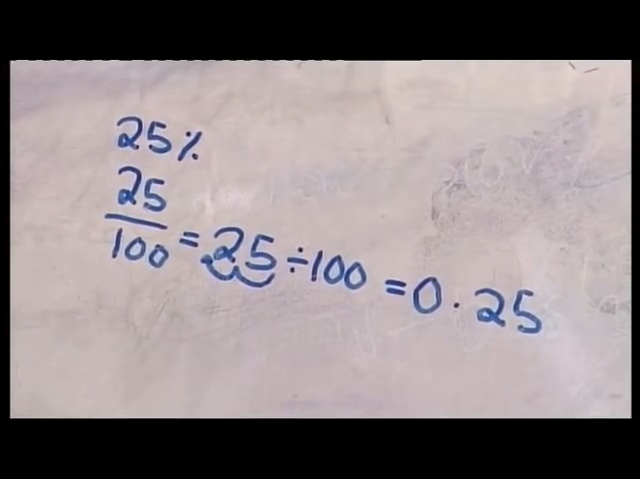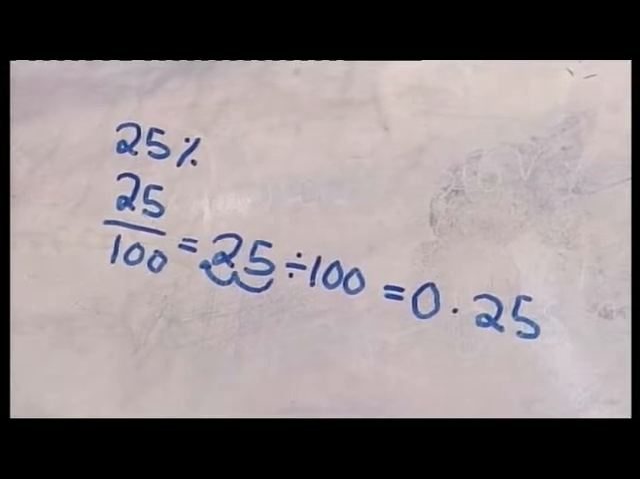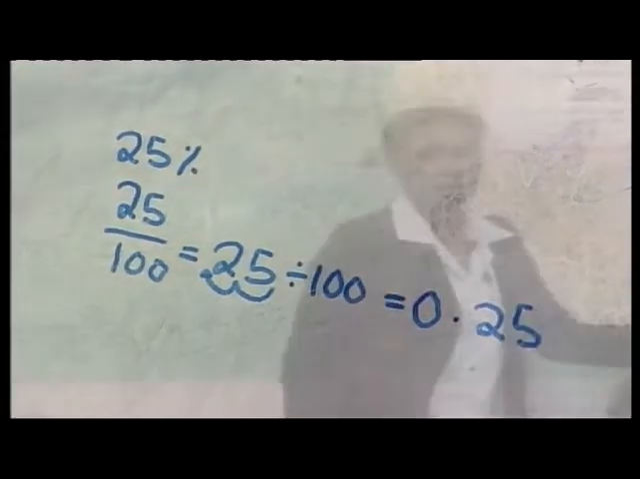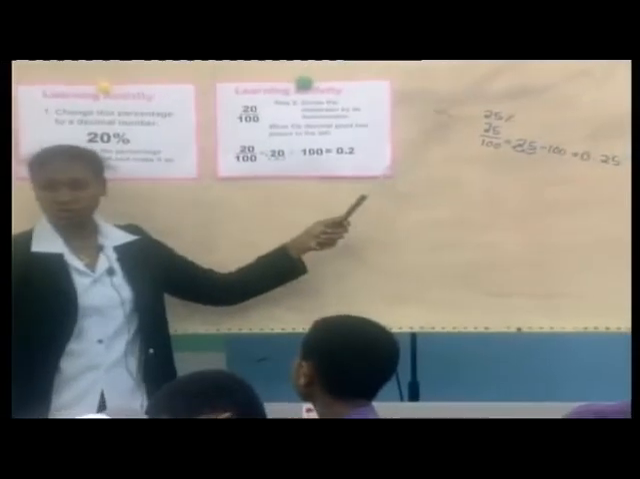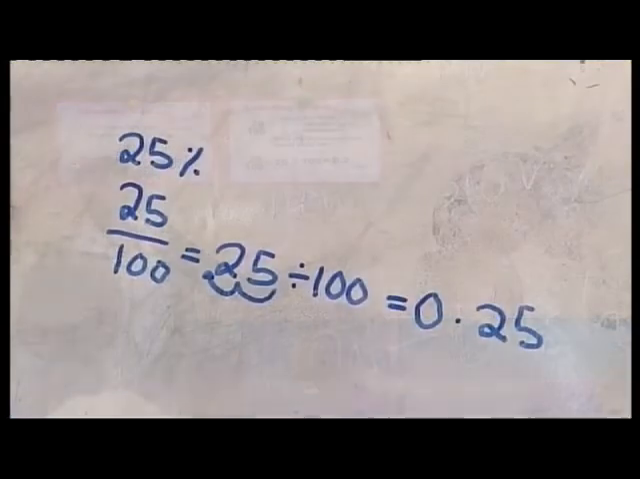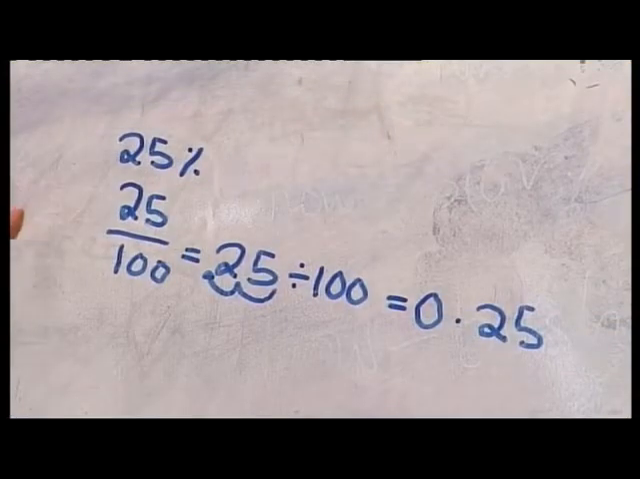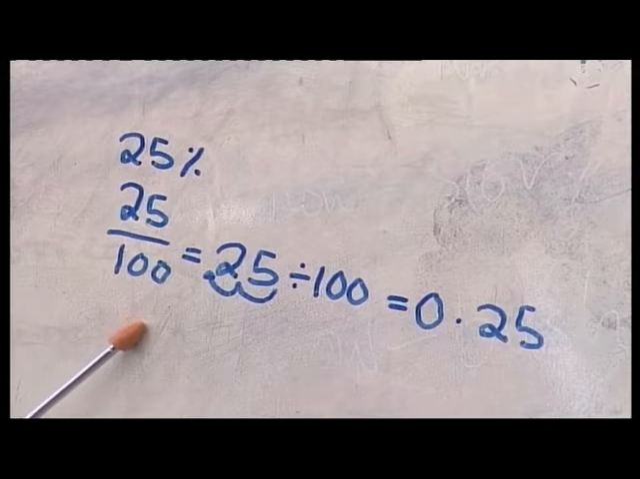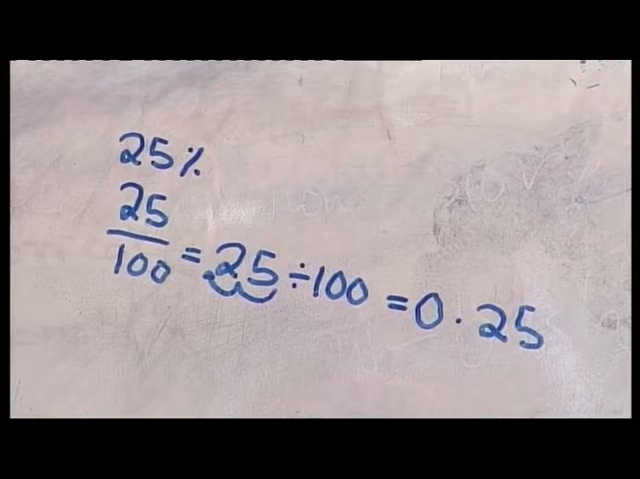Okay, let's go through the working out together on the board. Christina has shown to us how she has worked out the answer to this learning activity. 25% to be changed into a decimal number. Step number 1, write the percentage over 100 and make it as a fraction. 25 over 100. Step number 2, divide the numerator by its denominator. 25 divided by 100.